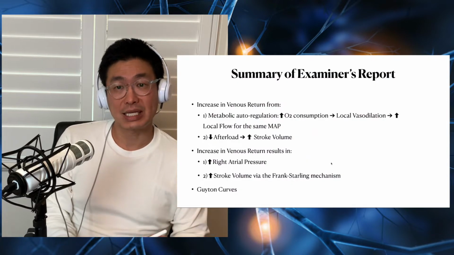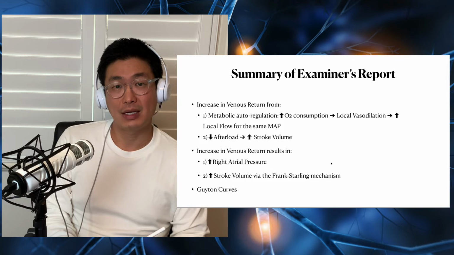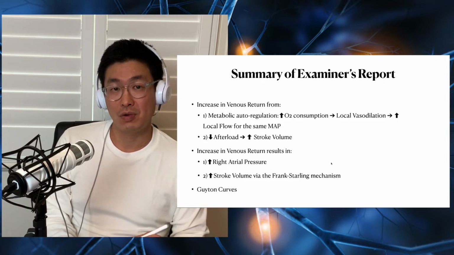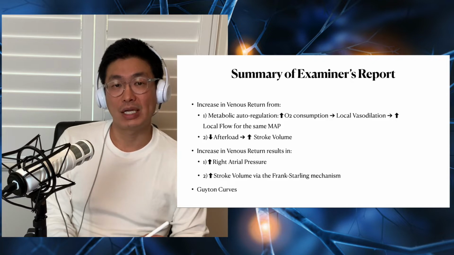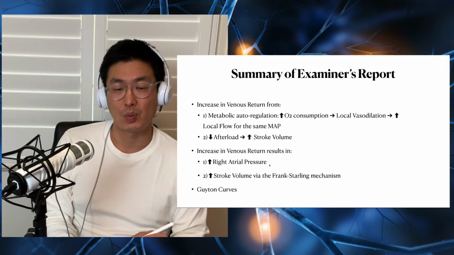This is a summary of the examiner's report. And the main points are that an increase in venous return comes from metabolic autoregulation: increasing oxygen consumption leads to local vasodilation, which then increases local flow for the same mean arterial pressure. And we're going to explore that idea further on. The second point is that a reduction in afterload increases stroke volume. And again, we're going to explore that concept.